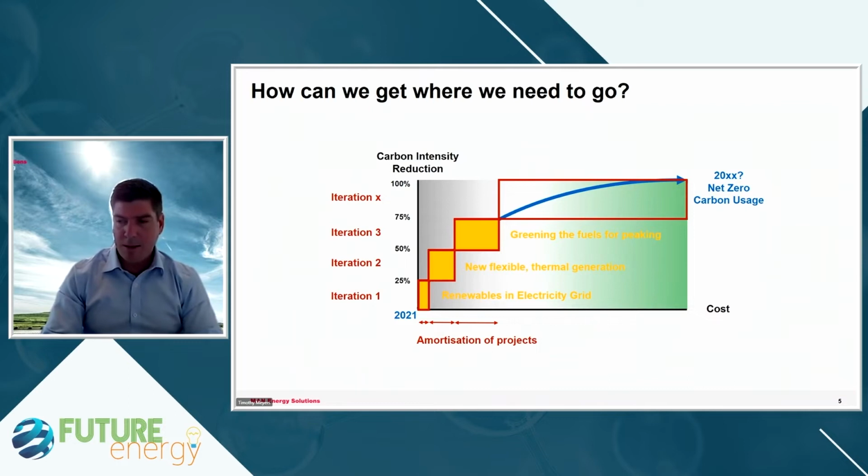But if we talk about how we reduce our carbon intensity in our grid, those pathways open up. Now we talk about putting in the flexible generation we need to increase our renewable penetration. And then an iteration 3 might be, let's look at those fuels that we have for peaking and how can we green them? How can we turn that natural gas into synthetic methane or hydrogen or methanol or some of the other options? And again, it breaks it into amortizable projects.